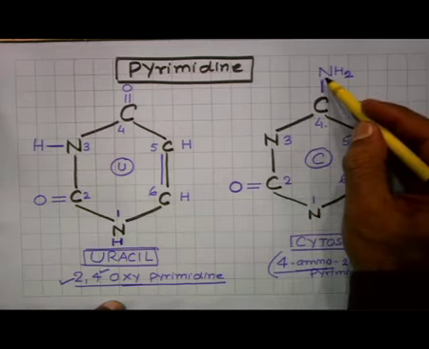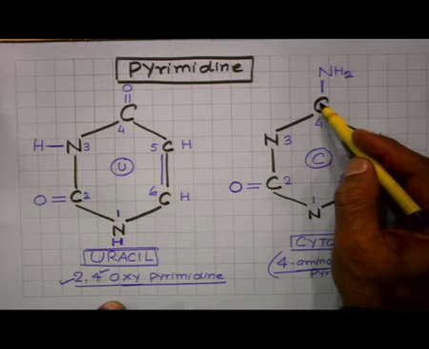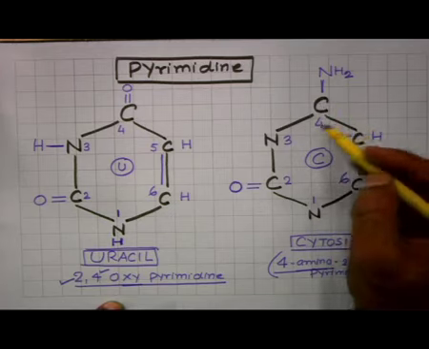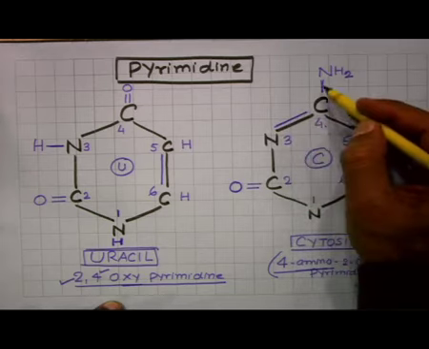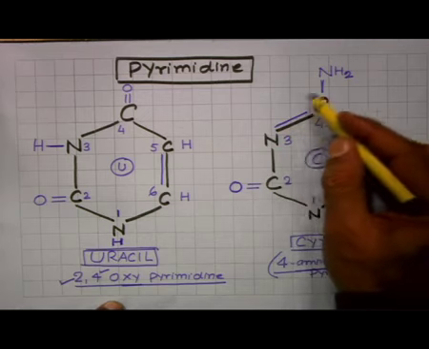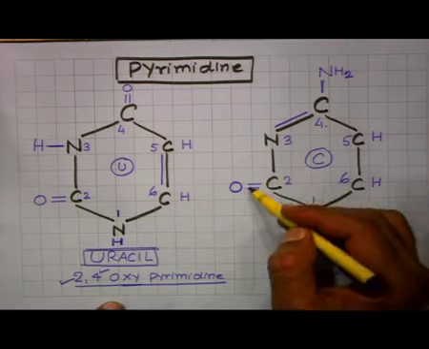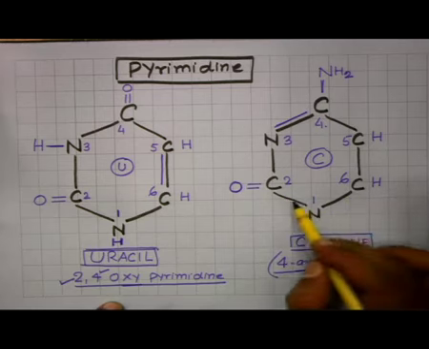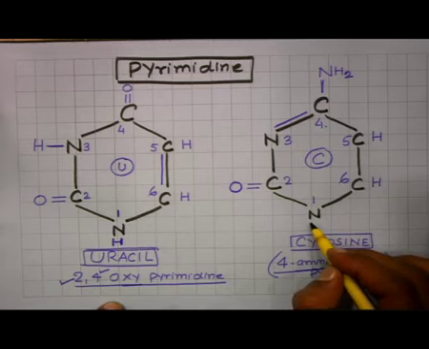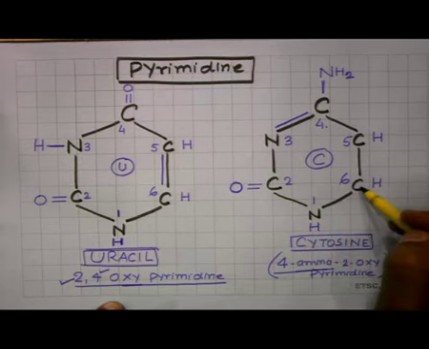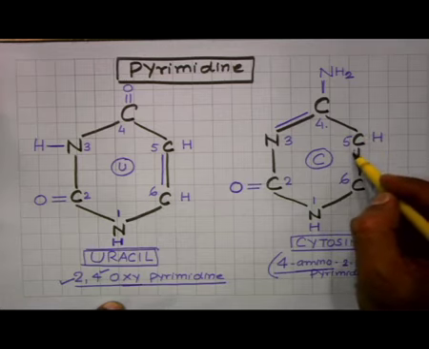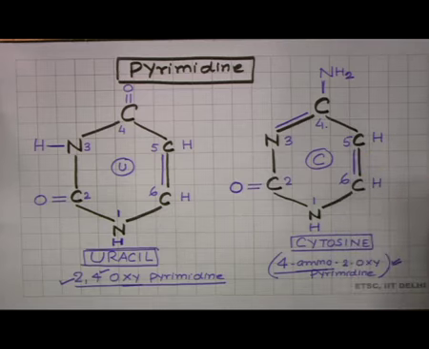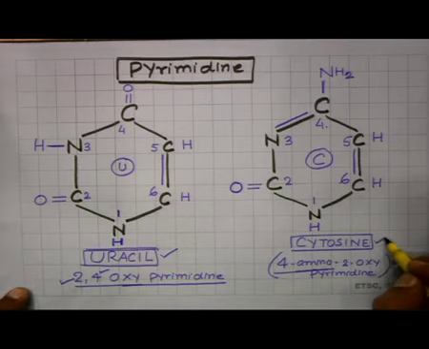Now, see the nitrogen has 4 valency, no doubt. Here carbon has 1, 2, 3, and nitrogen has 2. So, we can place here a double bond. So, here nitrogen is satisfied by 3 valency, carbon has 4 valency. Now, here carbon 1, 2, 3, 4, no doubt here, but nitrogen has only 2. So, hydrogen is placed here. Now, in this case, carbon has 1, 2, 3, so a double bond is placed here. So, by placing this, we can easily write the structure of uracil and the structure of cytosine.